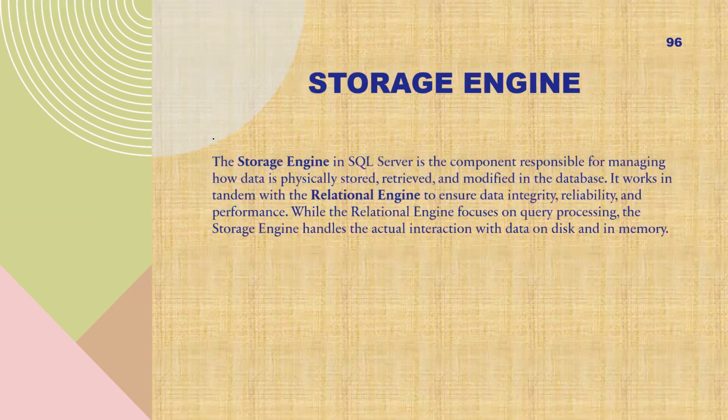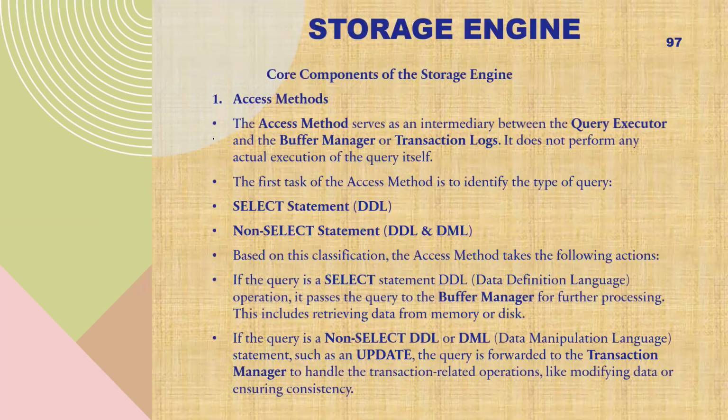So let's go with the storage engine. I think we have already covered most of the storage engine, but let's have another look at the storage engine part, the core components. The access method is there. So what does the access method do? Basically, it is going to identify the query, right? First it checks whether it is a select statement or a non-select statement. Based on that, if it is a select statement, then it is going to pass the query to the buffer manager for further processing.